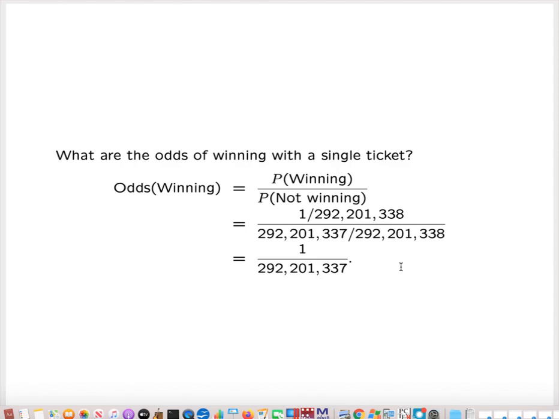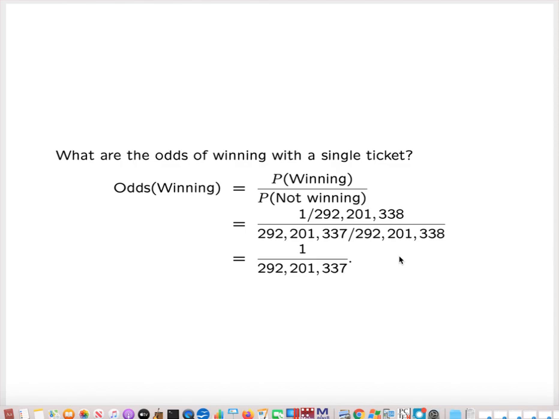So the odds of winning with one ticket for Powerball is equal to the probability of winning with one ticket divided by the probability of not winning. All right? And so all we have to do is plug in these probabilities that we've already calculated. And we see that the odds of winning are 1 over 292,201,337.